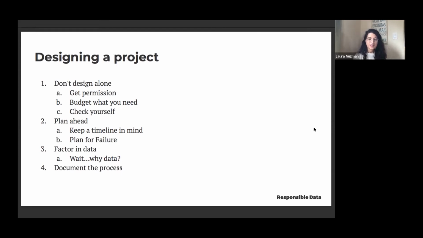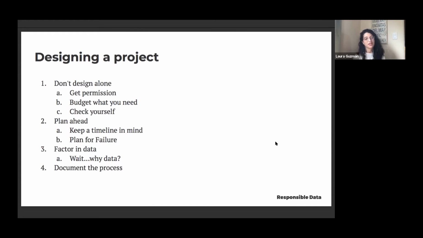Third, as you're designing a project, ask yourself, why are we talking about data? Keep data in mind. It could be the case that you've jumped to collecting data without necessarily having a question. So making sure that you take a step back and you actually have a starting point from which you're collecting data is really important. And last, in project design, document the process.